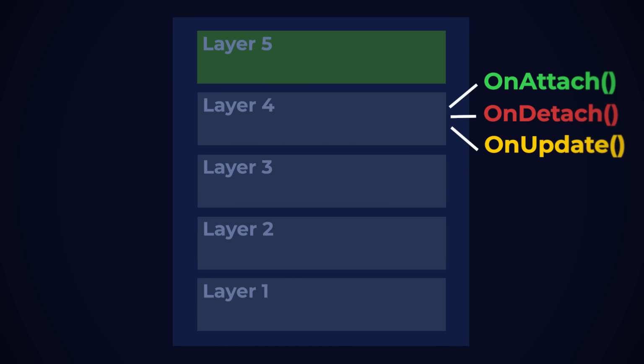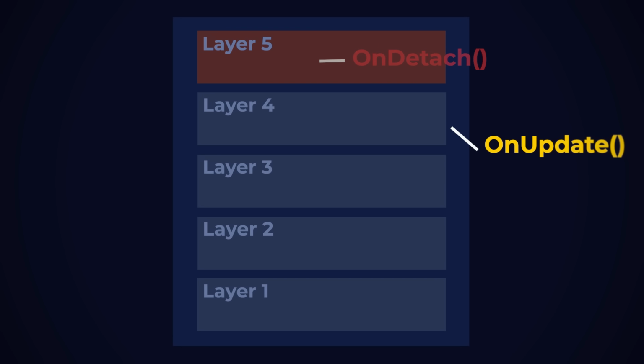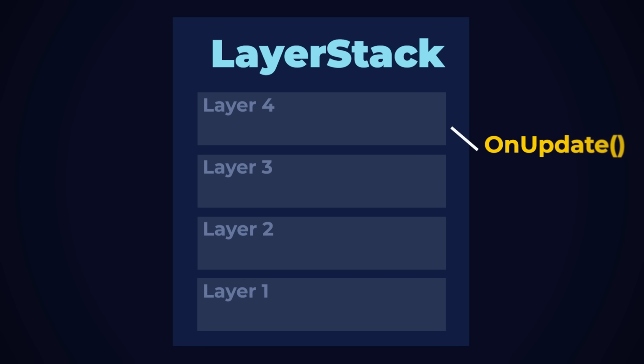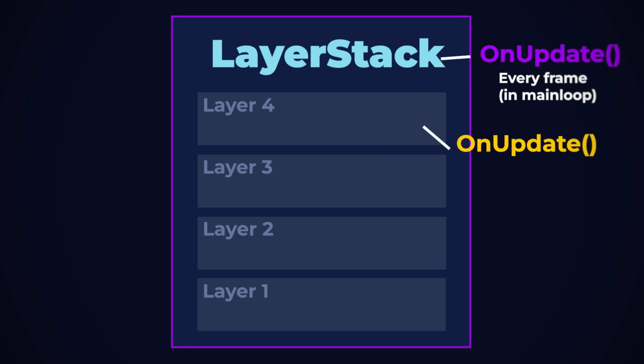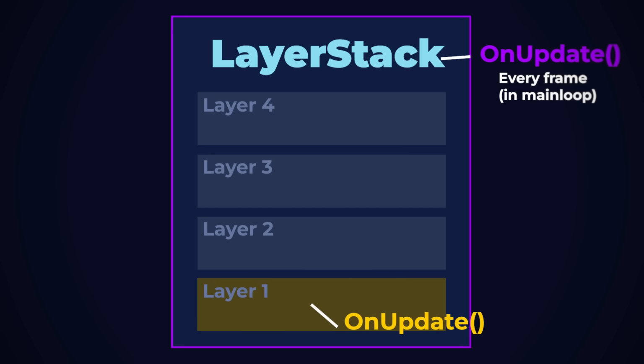When you add a layer to the stack, it always goes on top and calls its onAttach method. When you want to remove a layer, you always have to start at the top, and before the layer gets removed, we always run its onDetach method. The layer stack itself has an onUpdate method, which is called every frame and updates the layers in order from the topmost to the bottom one.